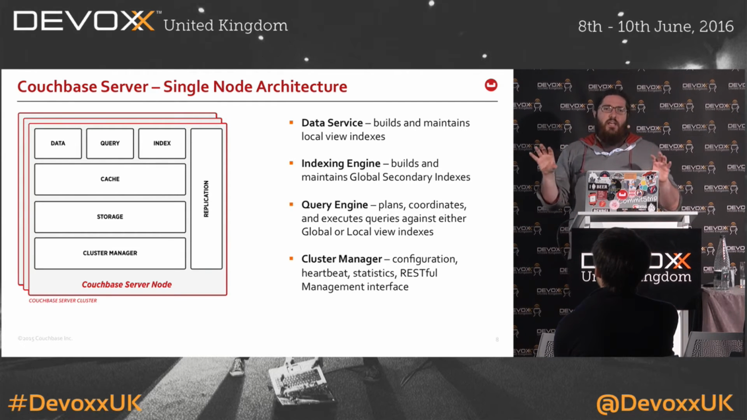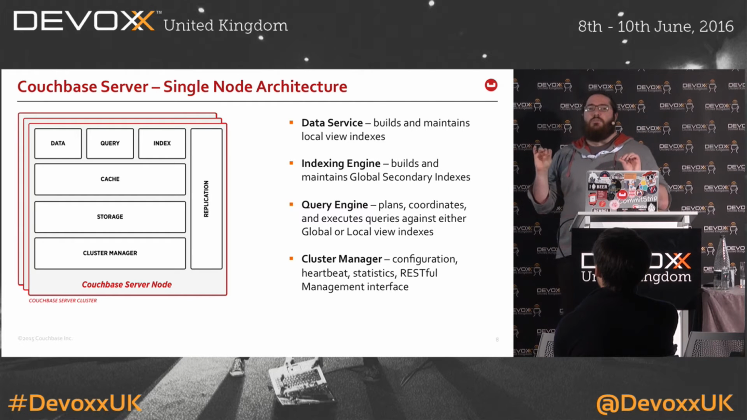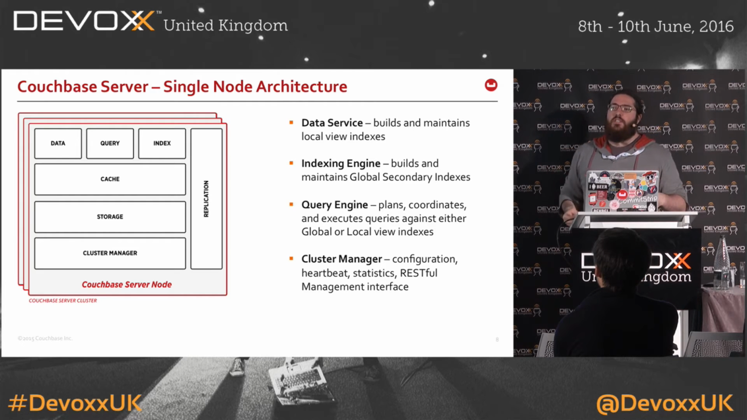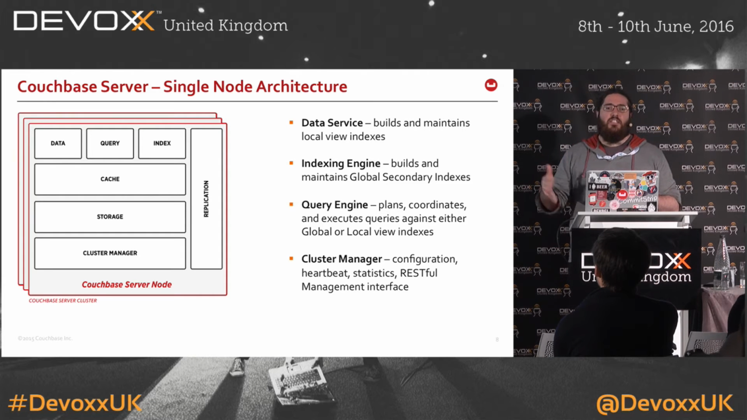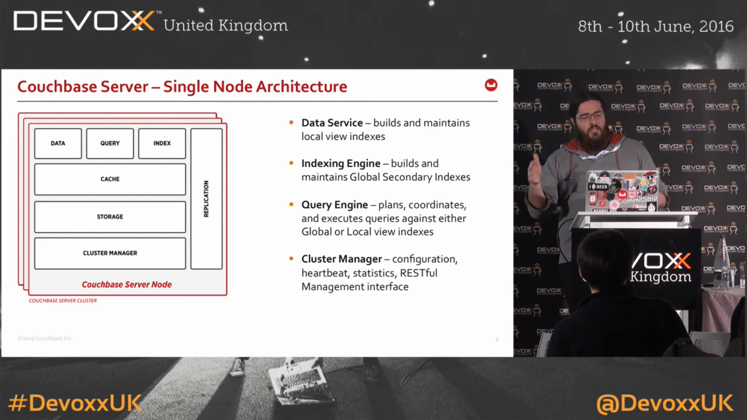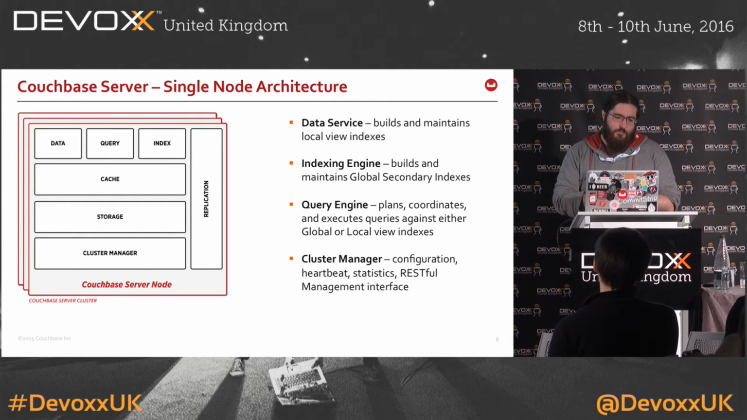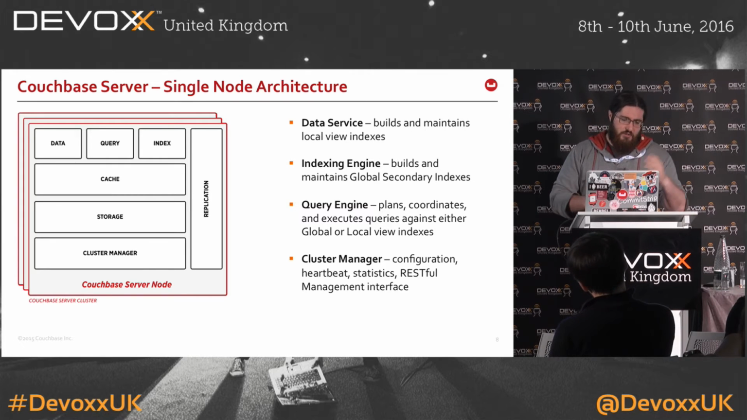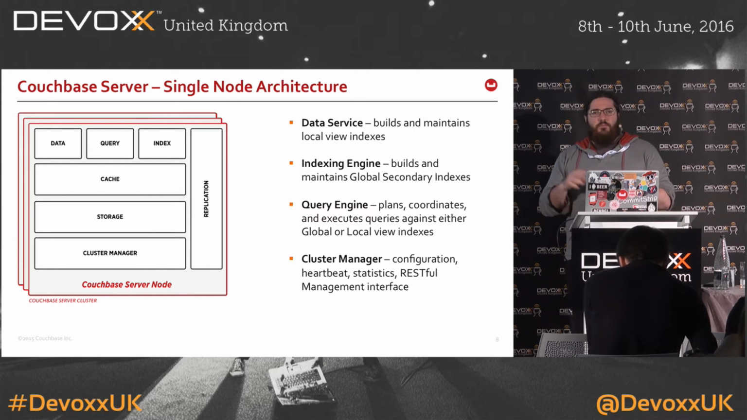We have a caching layer. Everything you do in Couchbase starts in the cache, which means starts in RAM. So when you write or read something, it is in RAM. When you do a key-value get or when you scan an index, they're all in RAM, which makes it fast and great for low latency applications. Then the storage layer, which is pretty much the data layer, and the cluster manager.